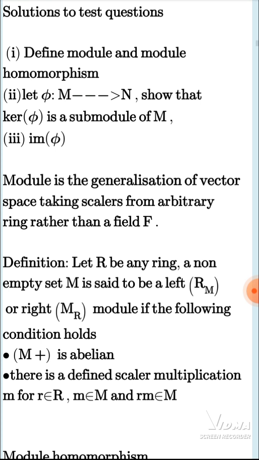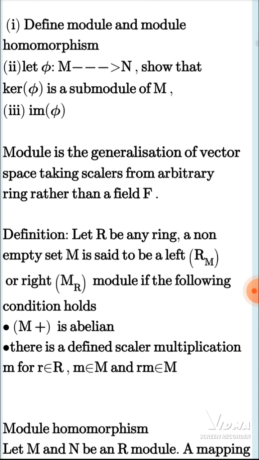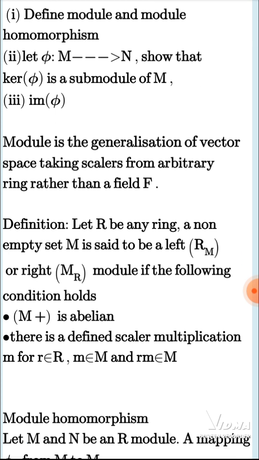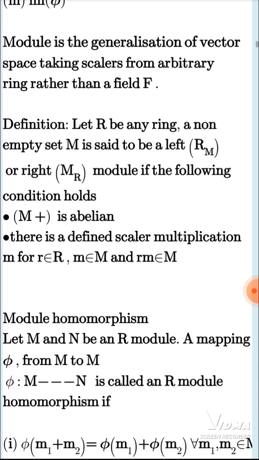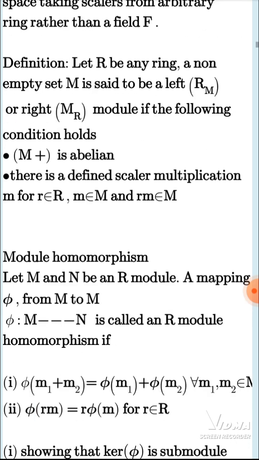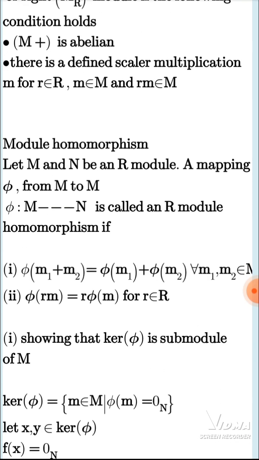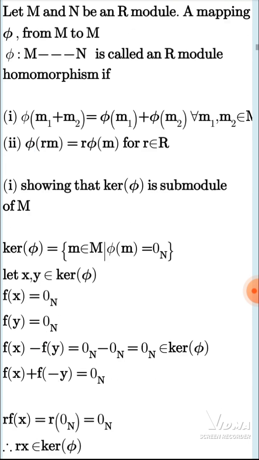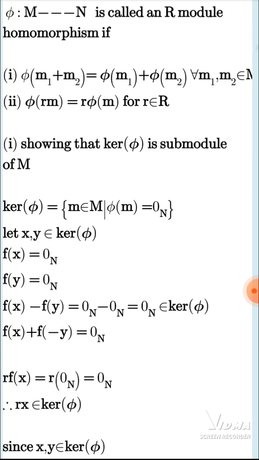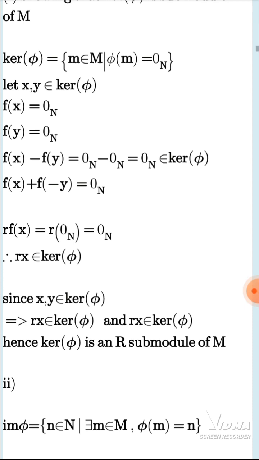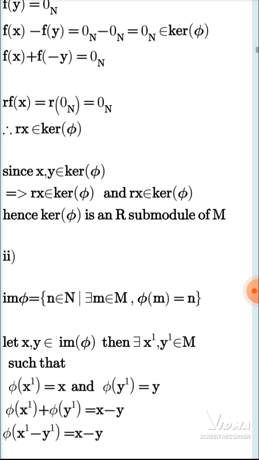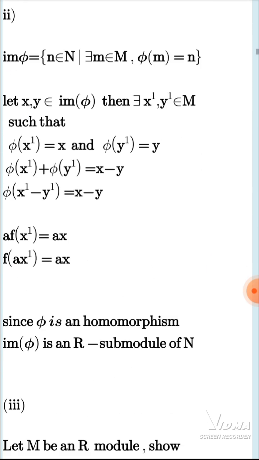So, solution to the test questions, we have to define module and module homomorphism. So let phi be a map from M to N. Show that the kernel of phi is a submodule of M and the image of phi is also a submodule of N. So we have the respective definitions below. So it is easily proved and well understood. So we can as well go through them.